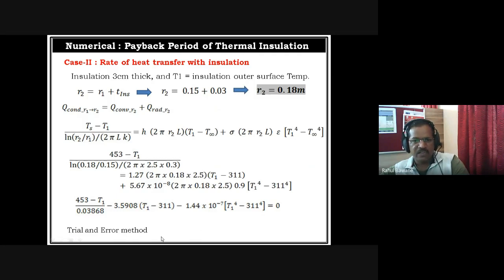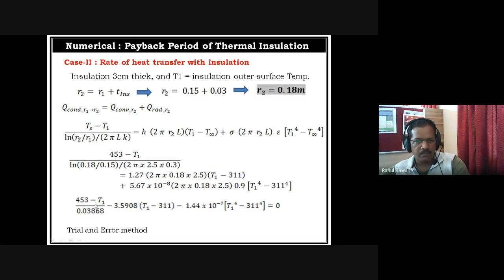Now, what is this trial and error method? For it, we have to shift all the values to one side, and on the other side there must be a numerical value or it may be 0. Now we have to assume a T1 temperature, and definitely T1 will be lesser than the surface temperature. The surface temperature is 180, so we will first assume 100. This is just a trial, so we assume T1 as 100.